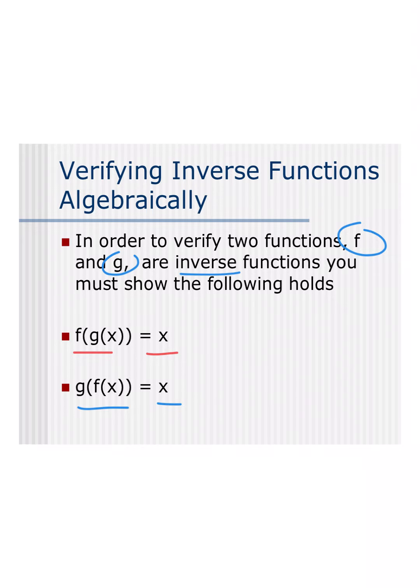It's important to note that we have to get x each time. You could get it one way and not the other, and in that case they would not actually be inverses. So we have to get it both ways for them to actually be inverses.